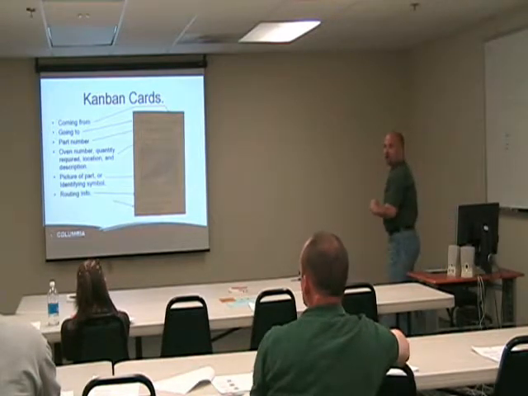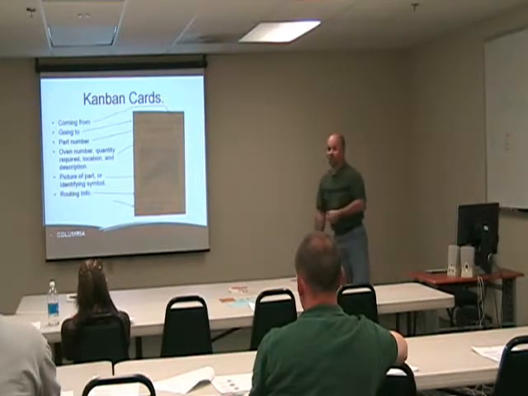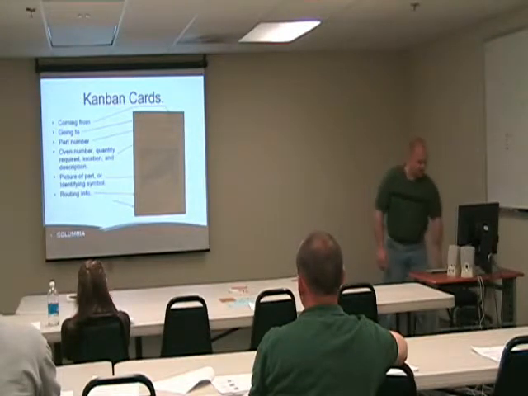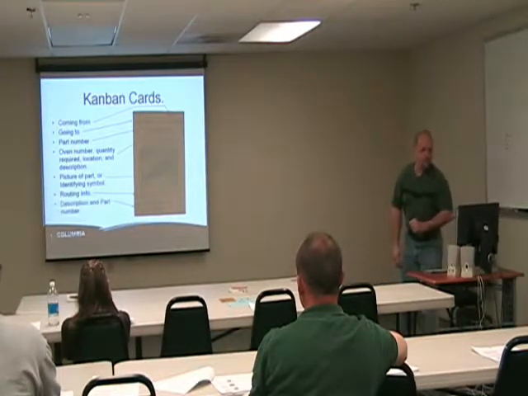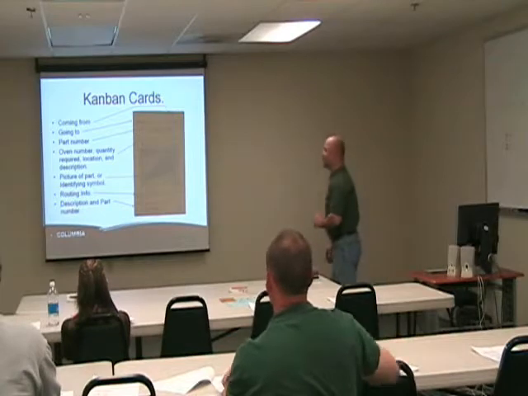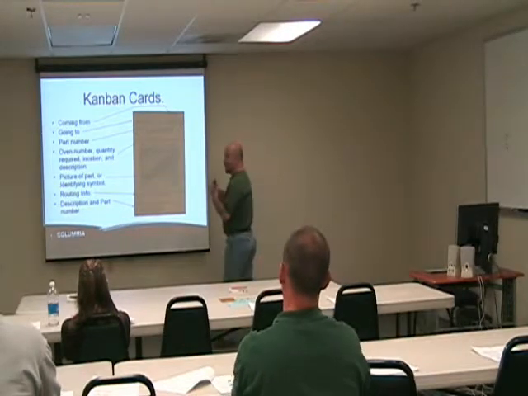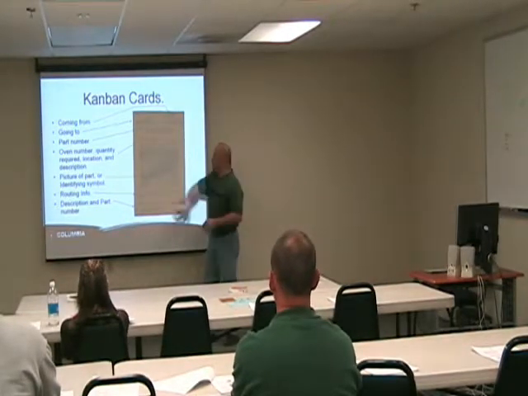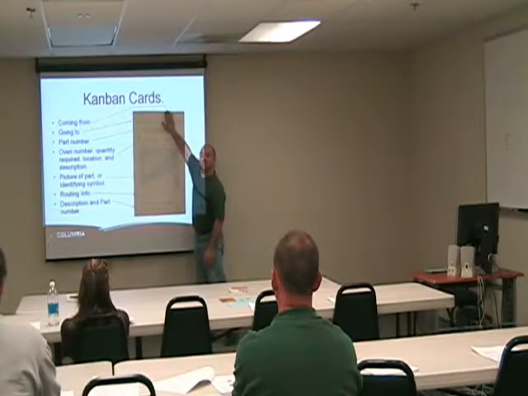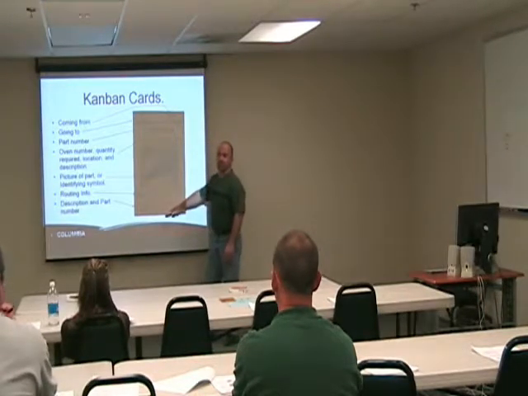Underneath the picture, we have routing info. It tells the people who are producing the part where to take it. And then at the bottom, we have a description and the part number again. Now the reason for that is if we have 5 parts in the Kanban, you can stagger the cards on top of each other and take up less space and still see what each card is representing.